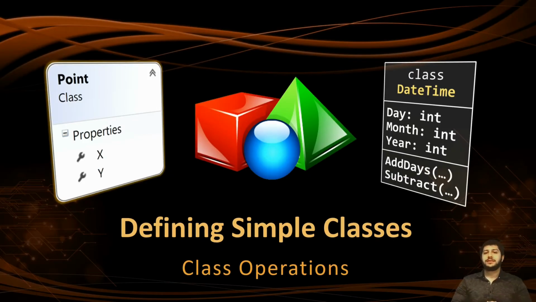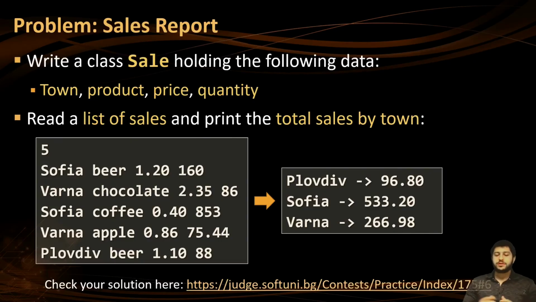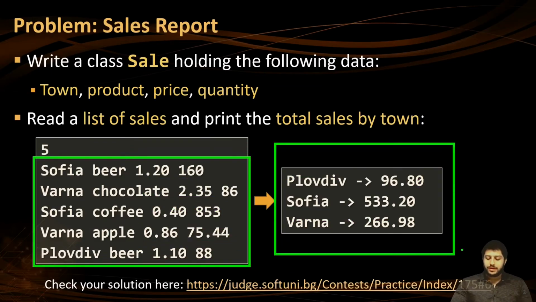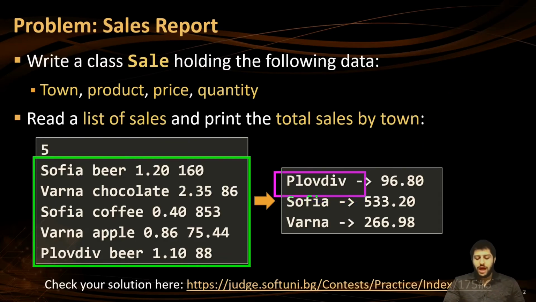The next exercise that we have to do is called sales report. And in this exercise, we need to collect data about sales, aggregate it, and output it to the console. First of all, we need to create a class called sale. And this sale class has a town, product, price, quantity, and we need to get all of this data, aggregate it, and output each town and its corresponding sales. So each town has different amounts of sales, and we need to print them out to the console.